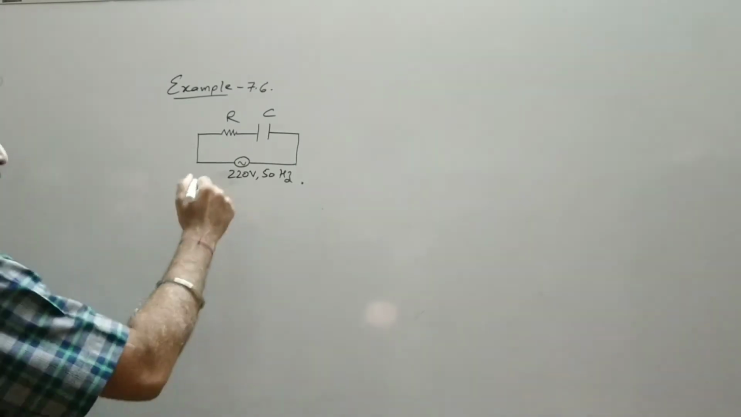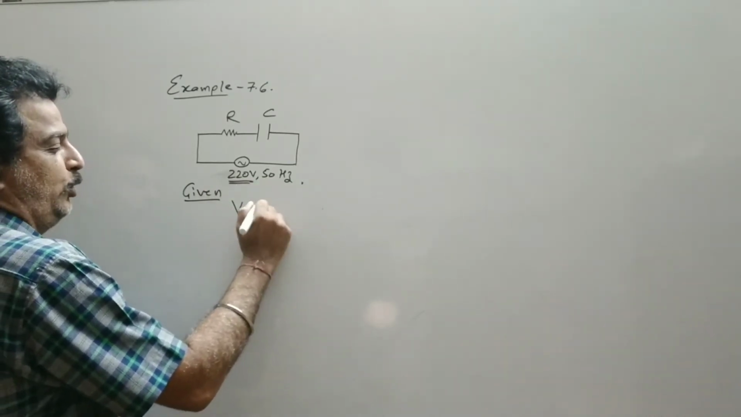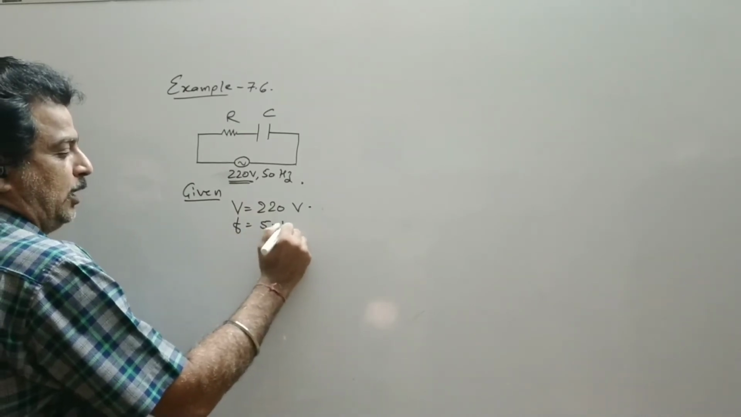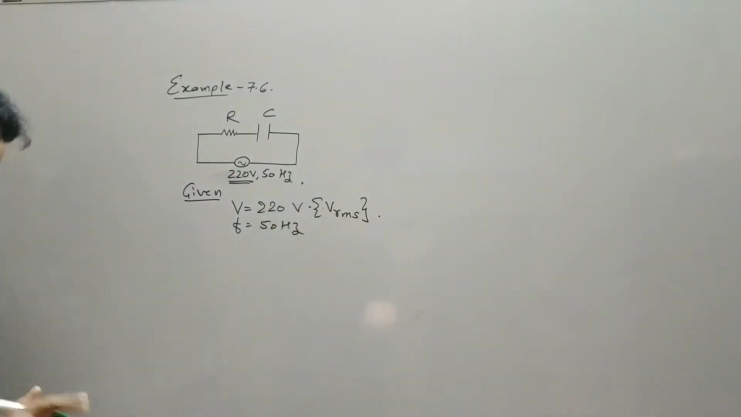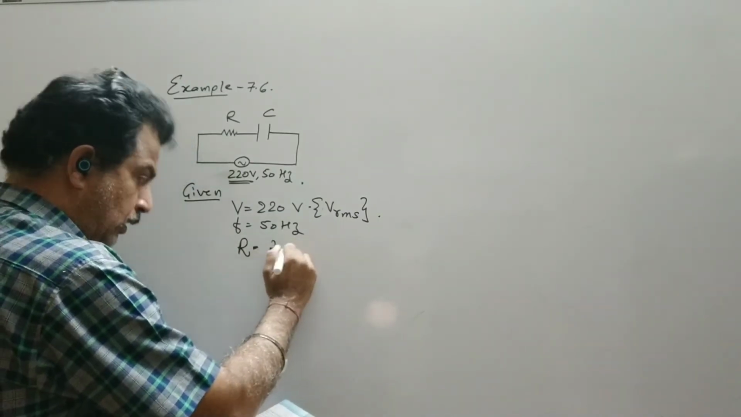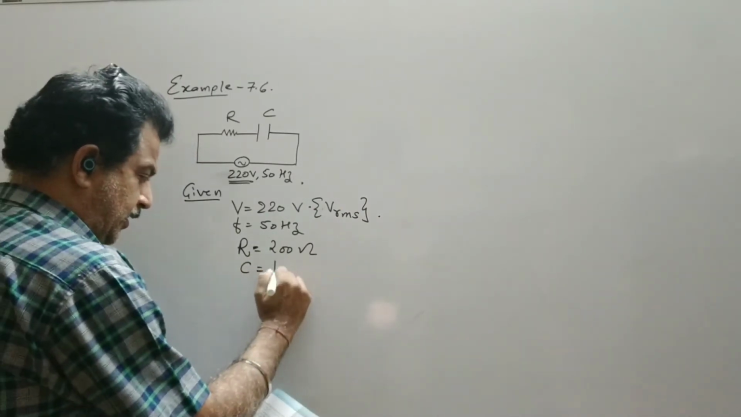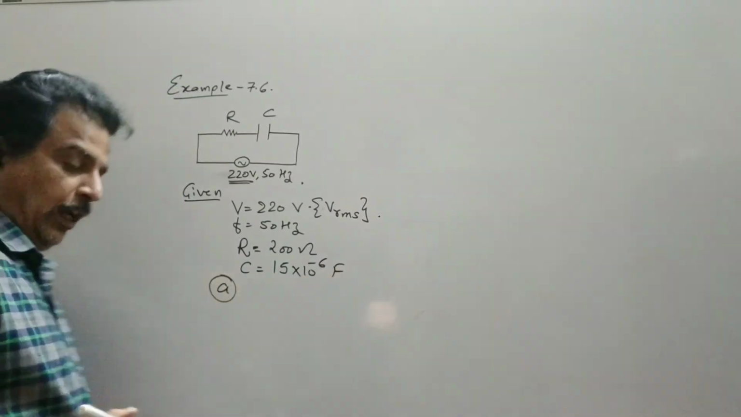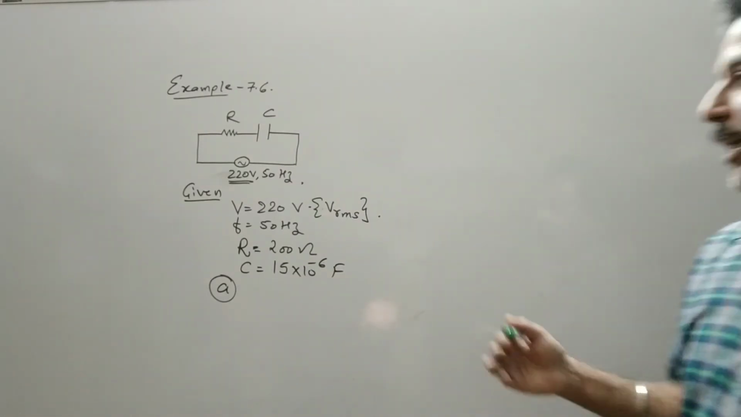So we have to find out the current. Let us see what is given. We know that this value is the RMS value, denoted by 220 volt. The frequency given is 50 hertz. So this is your VRMS value. The resistance is equal to 200 ohms and the capacitance is 15 into 10 raised to minus 6 farad. The first thing we have to find out is the current in the circuit. So the current will be the IRMS.